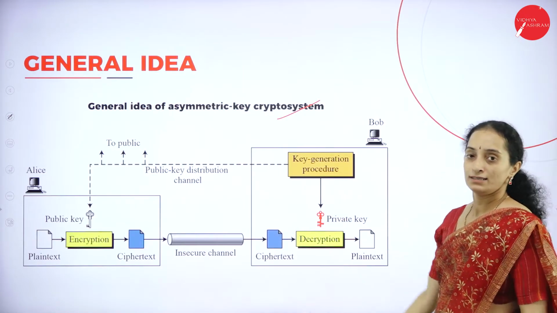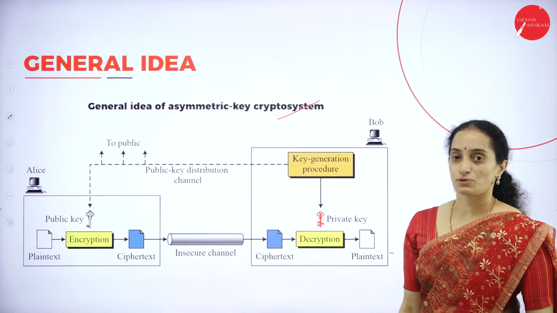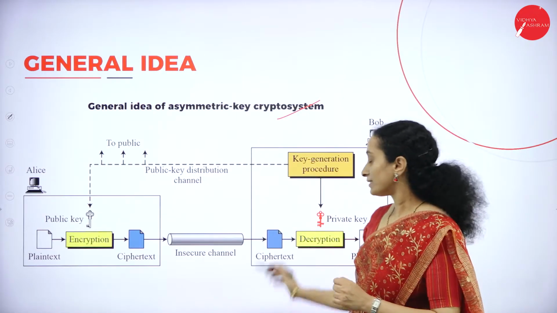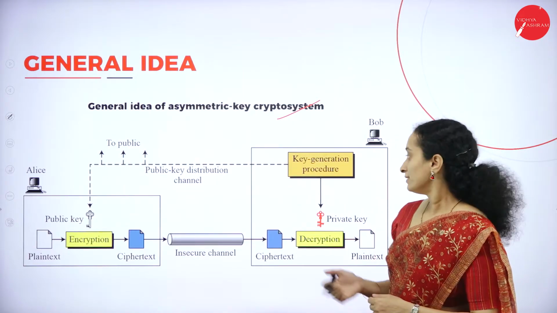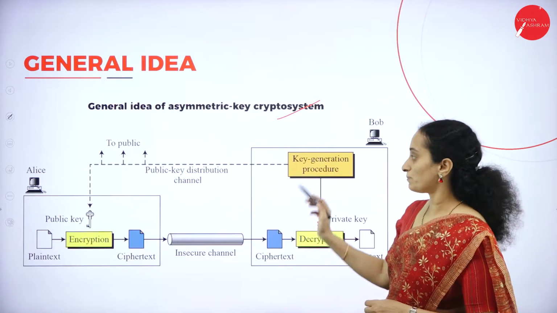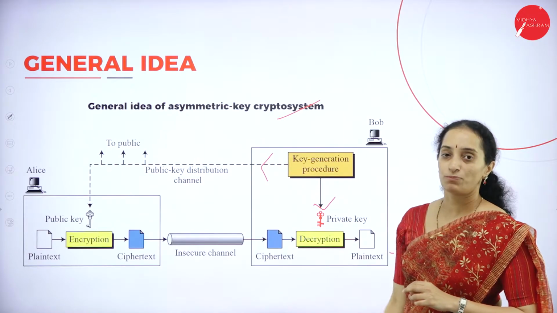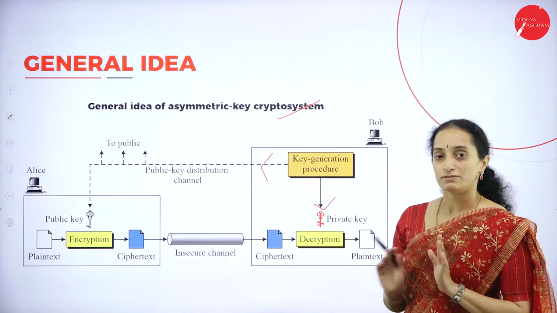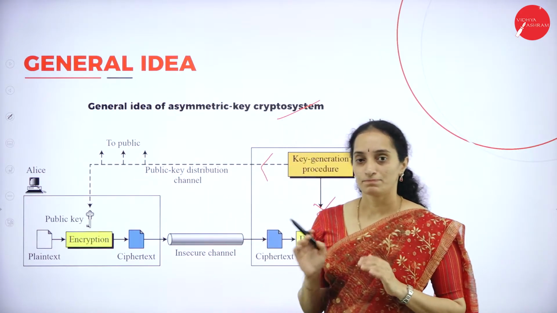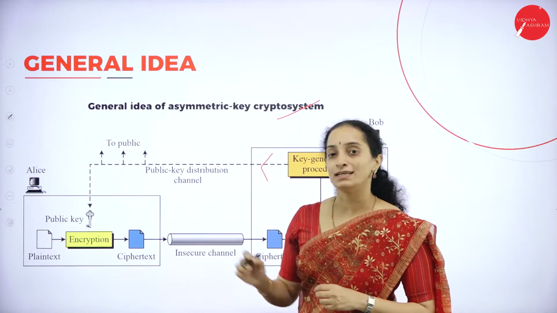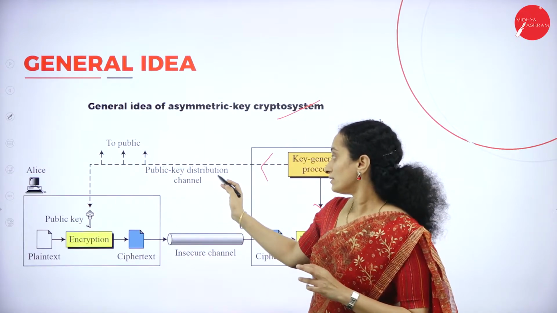Here we have the receiver end. What will he do? There is a key generation procedure or key generation algorithm that is present in the receiver end. So he'll use the key generation procedure to generate one public key and one private key. We have both the keys. Private key will be kept with the receiver himself and he'll be broadcasting or transmitting the public key over the public key distribution channel.